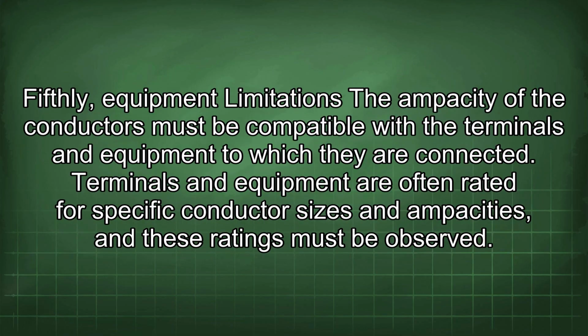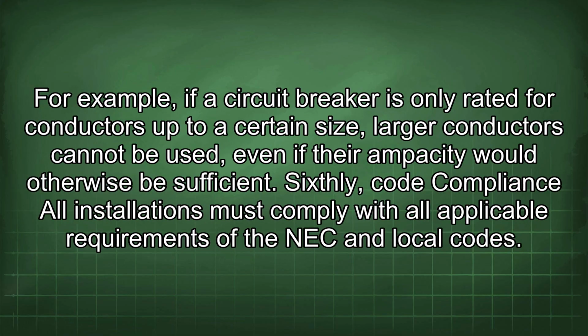Fifthly, equipment limitations. The ampacity of the conductors must be compatible with the terminals and equipment to which they are connected. Terminals and equipment are often rated for specific conductor sizes and ampacities, and these ratings must be observed. For example, if a circuit breaker is only rated for conductors up to a certain size, larger conductors cannot be used, even if their ampacity would otherwise be sufficient.